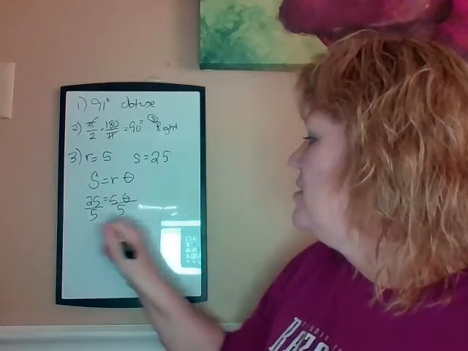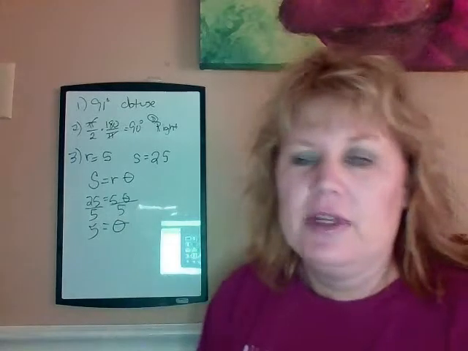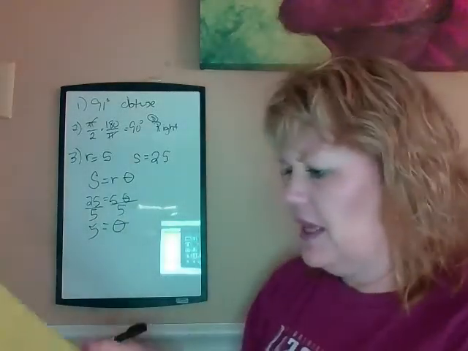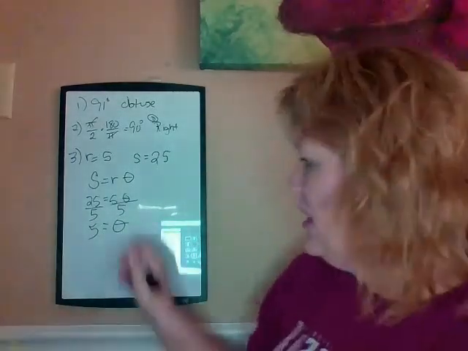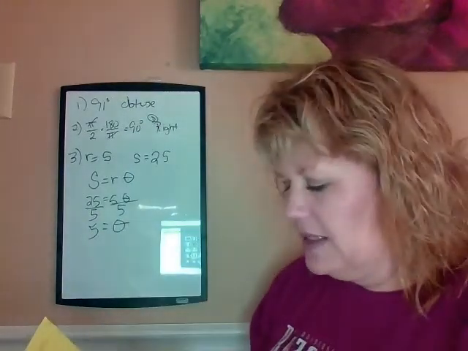So theta turns out to be 5. So for that problem, and that is problem number 3, the answer is B, 5 radians.